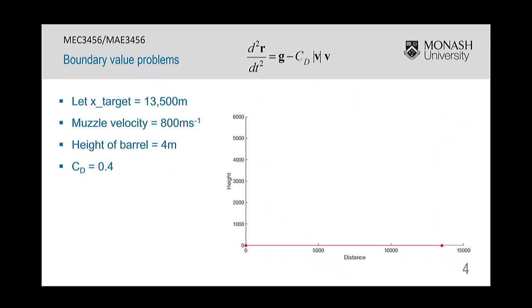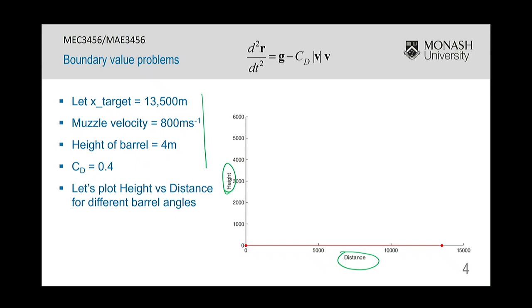Let's have a look at this schematically then. So let's just arbitrarily choose some parameters. Let's say the target's 13,500 meters away, the muzzle velocity is 800 meters a second, the height of the barrel above the ground is 4 meters, and our drag coefficient CD is equal to 0.4. And what we're going to plot is, as the projectile is travelling, its height as a function of distance from the gun. So let's plot those two things here.